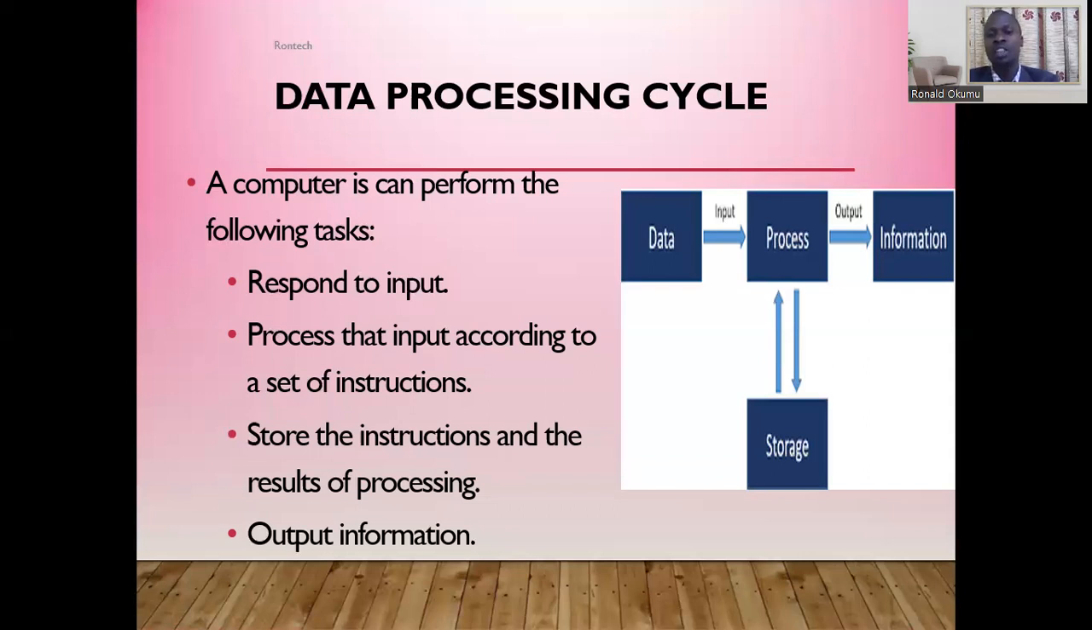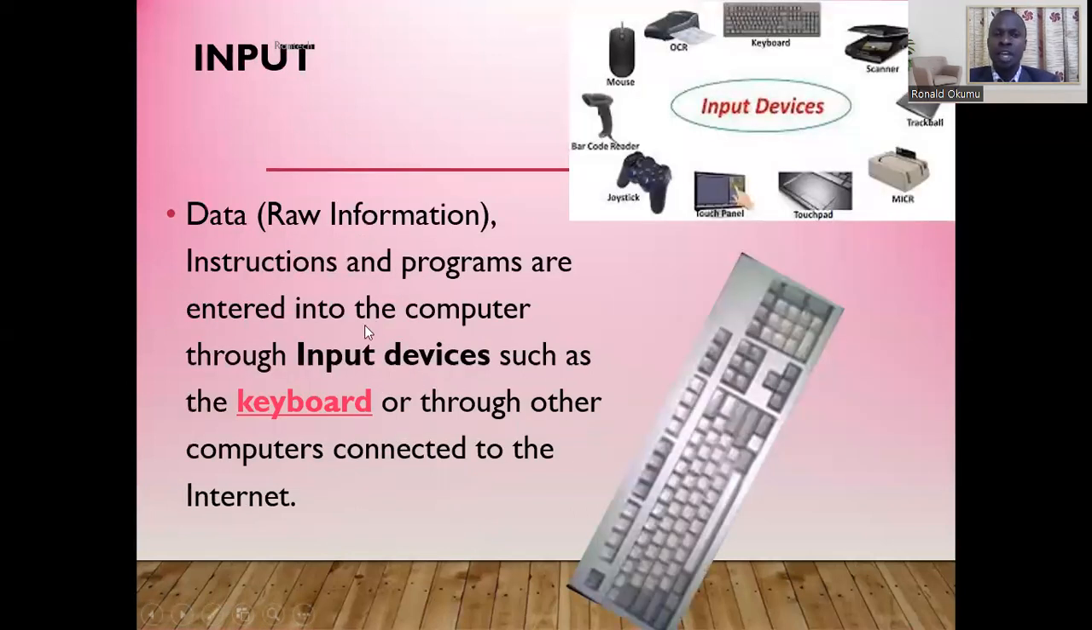Then it can store the instructions and the results of data processing, as well as outputting. To output means giving out to the end user the information. Starting with the input, we have the input devices that do the inputting. The common one is the keyboard. This is just a board with a number of keys. We have other input devices like the barcode reader, the joystick, the touchpad, as well as the mouse, which is used to control maybe the operations in the computer.